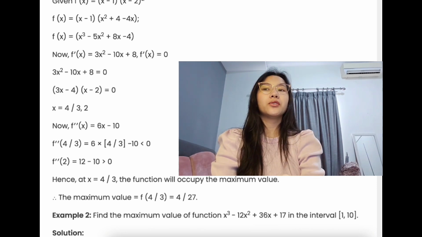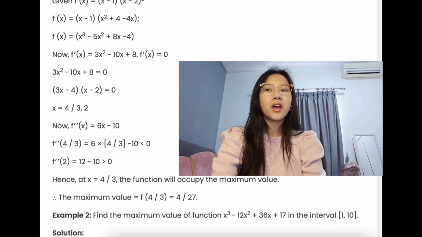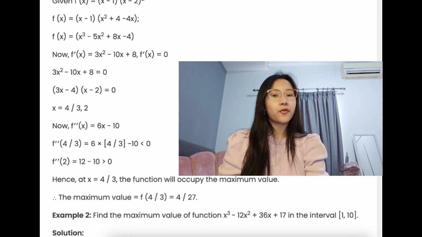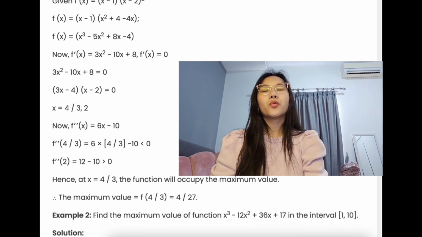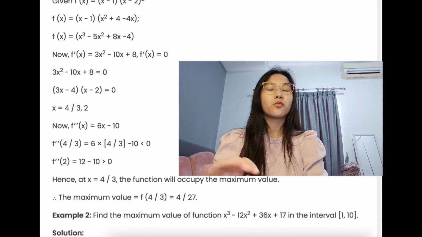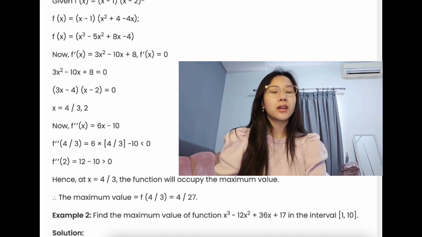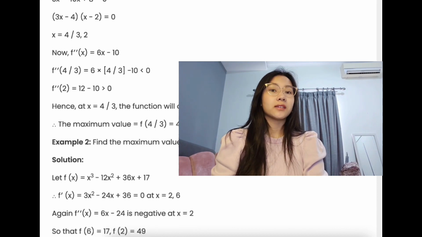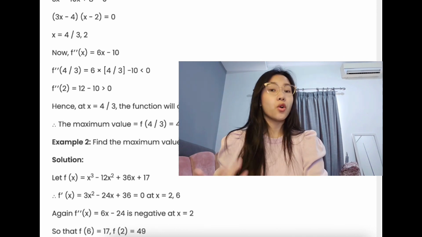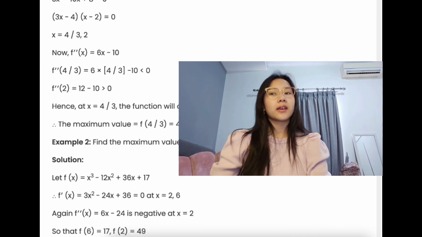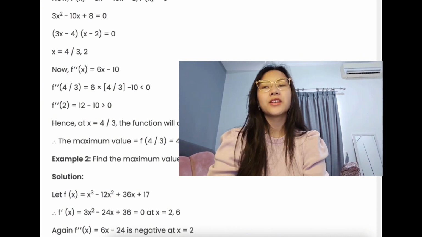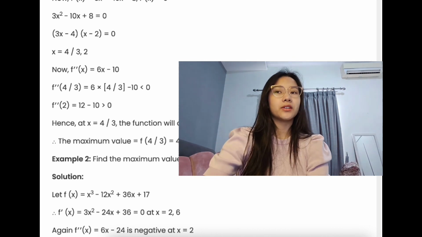And afterwards, you would need to put the values of x into the function in order for you to determine whether or not it is the maximum or minimum value. Since this is asking for the maxima, we are looking for the maximum value in here. So we put the value 4 over 3 into the function 6x minus 10, and you also do that with 2. The result is for 4 over 3, the function is negative, or below 0. And if we use 2, then the answer would be over 0, it would be 2. Hence, when x is 4 over 3, the function will occupy the maximum value. And the maximum value here is f(4/3) equals 4 over 27.